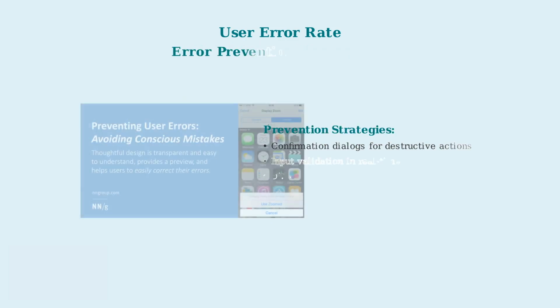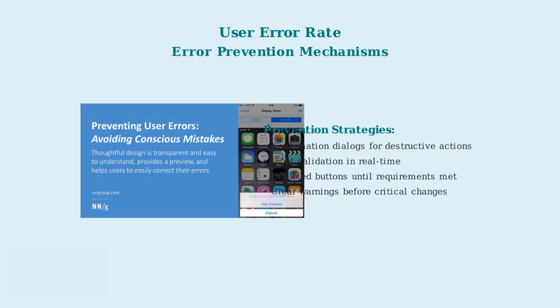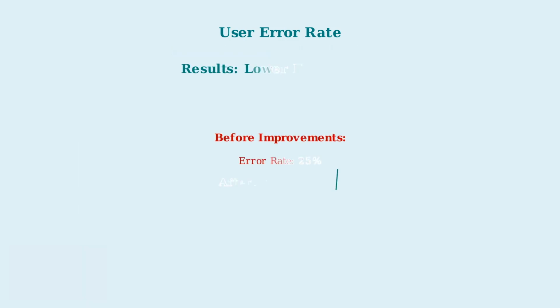The best approach is preventing errors before they happen. This includes confirmation dialogues for destructive actions, real-time input validation, disabling buttons until requirements are met, and providing clear warnings before critical changes. By implementing clear instructions, helpful error messages, and error prevention mechanisms, interfaces can dramatically reduce user error rates. A typical improvement might see error rates drop from 25% to just 8%, significantly enhancing the user experience.